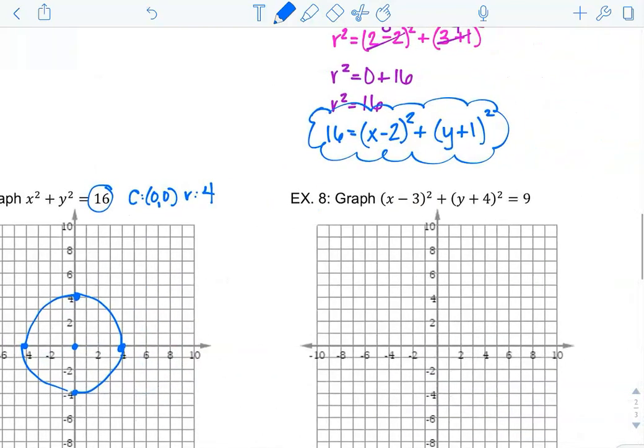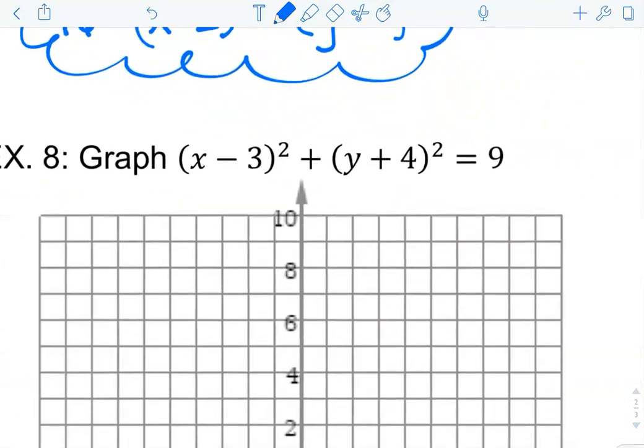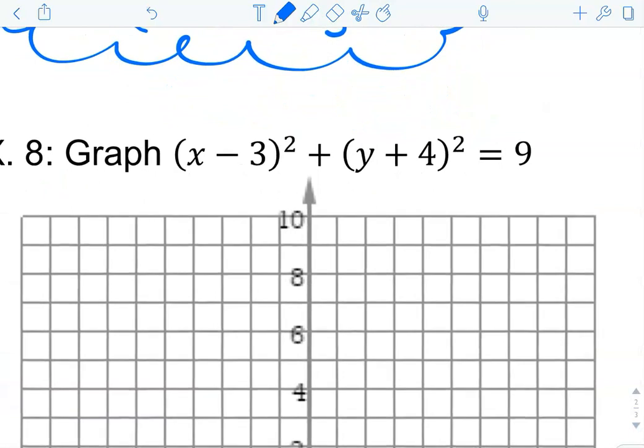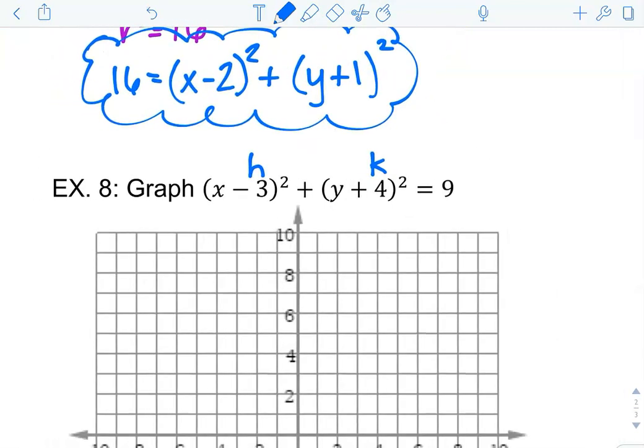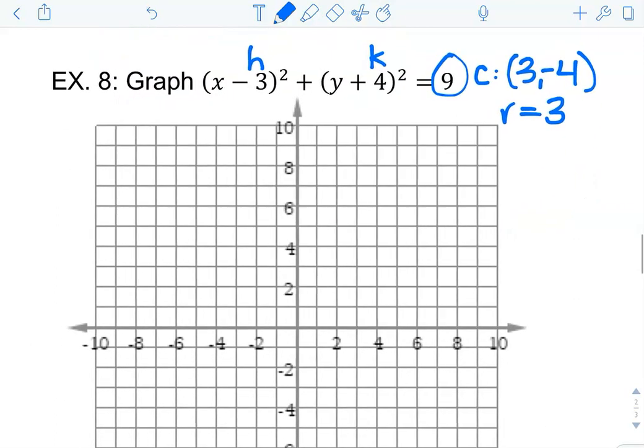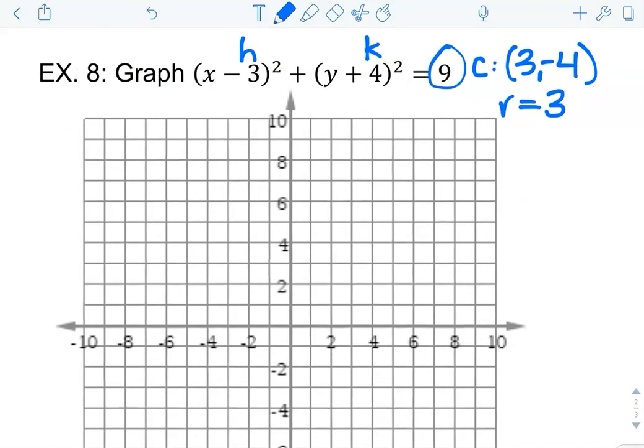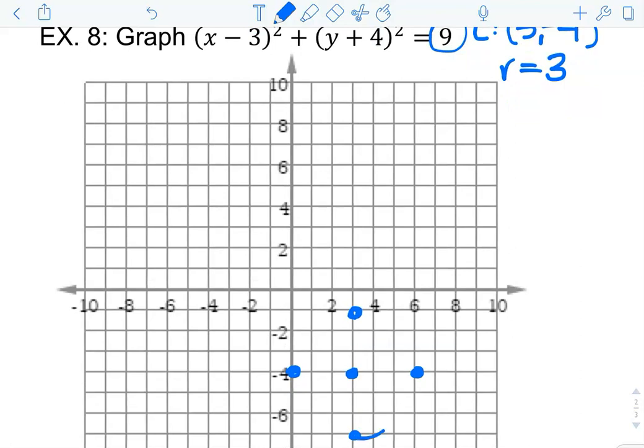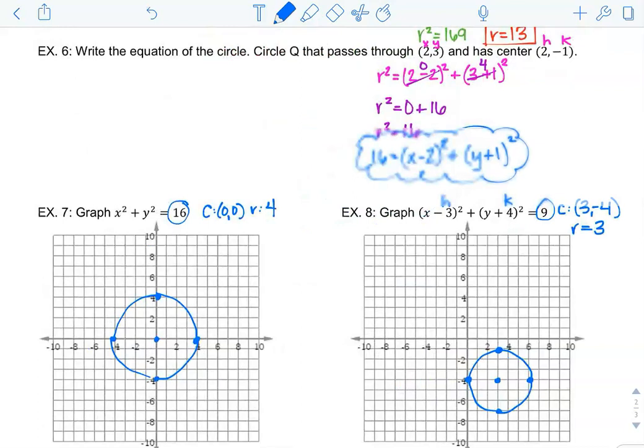Okay, if we look at the next one, it's not going to be at 0, 0 because it's not just x squared and y squared. There are parentheses. So here's h and here's k. So that means our center is going to be 3, negative 4. Our radius, if r squared is 9, then our radius is 3. So 3, negative 4. Radius of 3. And then we are done. Easy peasy.